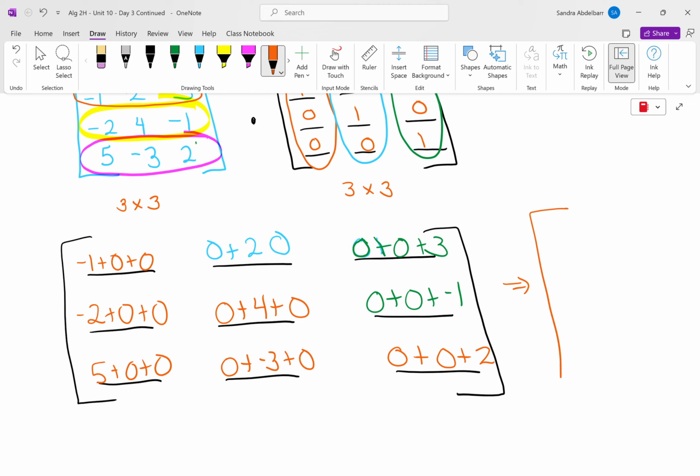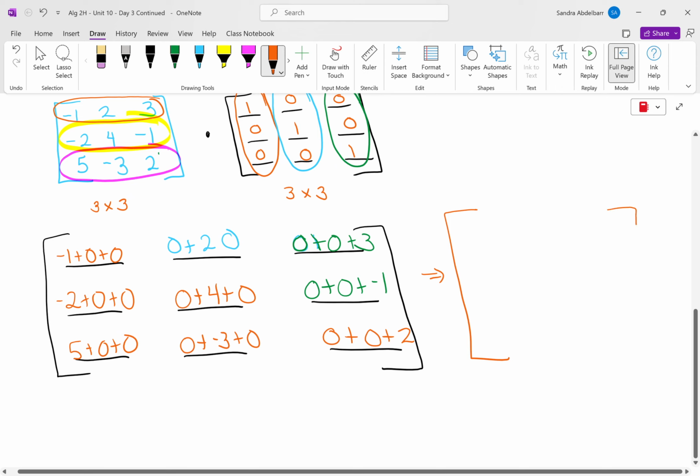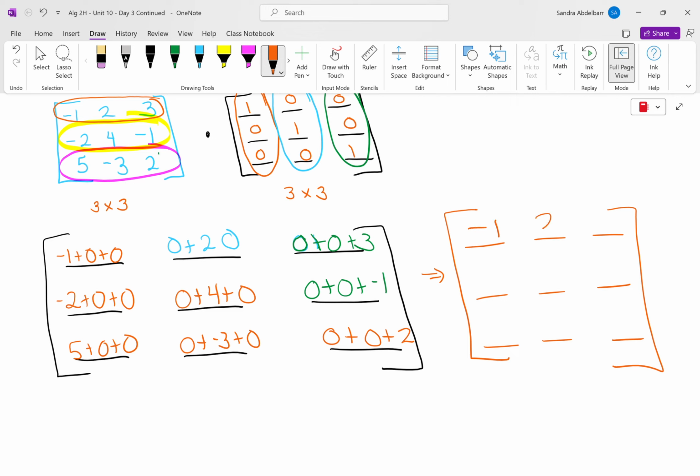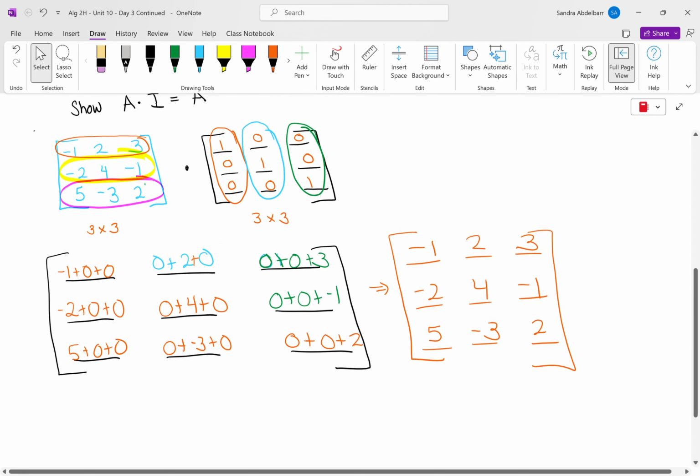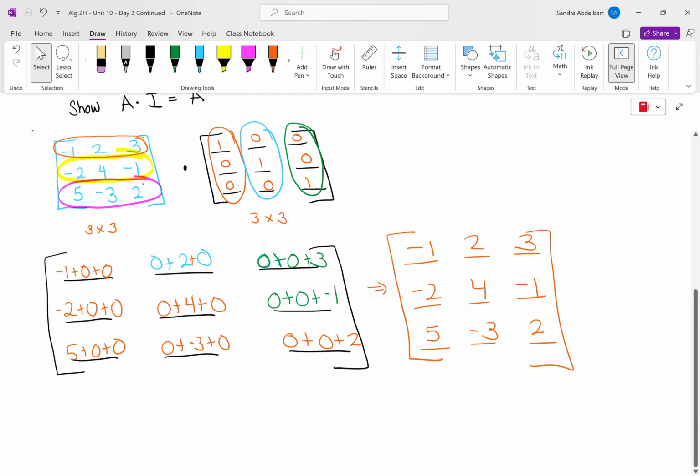So if we add up all those spots, we end up getting -1, 2, 3, -2, 4, -1, 5, -3, 2. So did we show that when you multiply a matrix times its identity, we get that matrix itself? Yes.